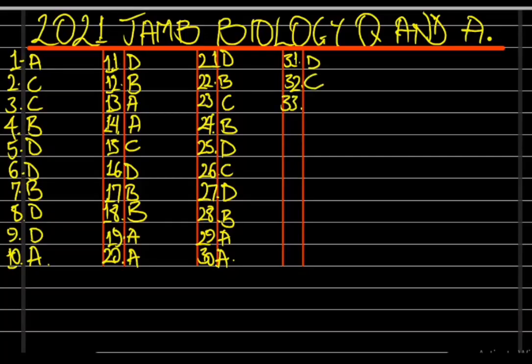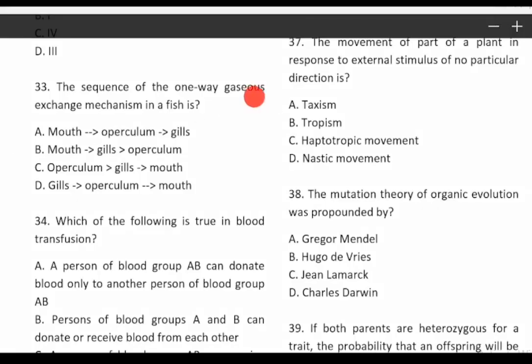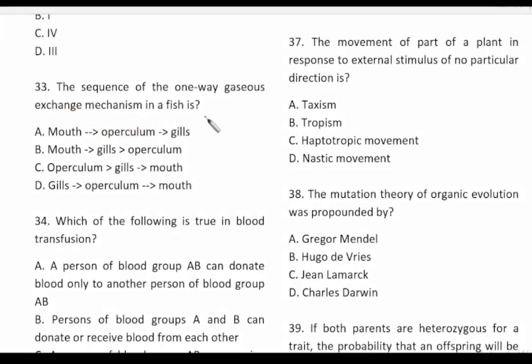And then move to question 33. The sequence of the one-way gaseous exchange mechanism in a fish is: mouth, operculum, gills; mouth, gills, operculum; operculum, gills, mouth; gills, operculum, mouth. Talking about marine organisms, particularly the fishes, the oxygen they breathe in is in dissolved form in water. So they take in water to get their oxygen. So how do they carry out the extraction of the oxygen from the water? The water goes into their mouth.